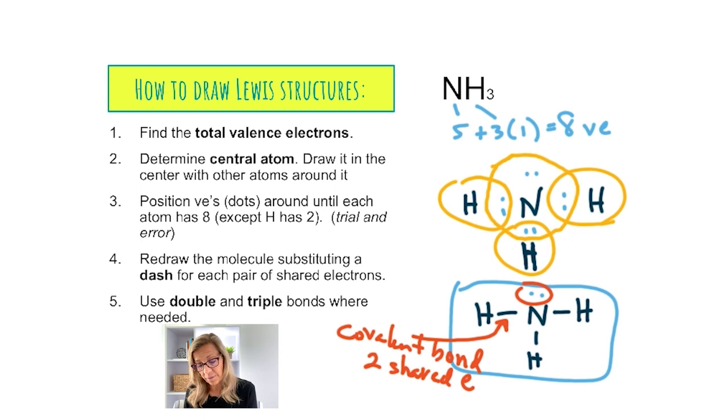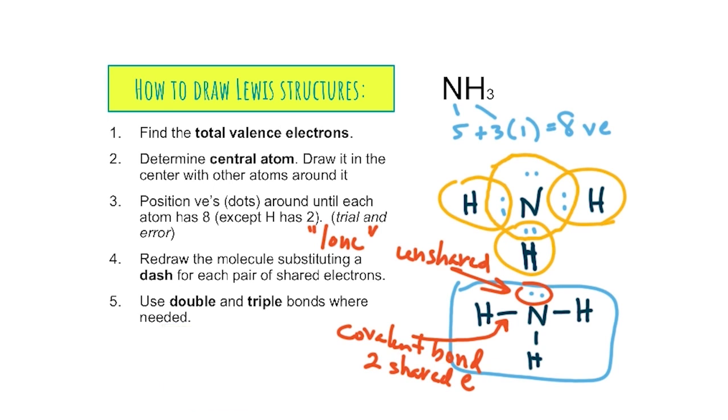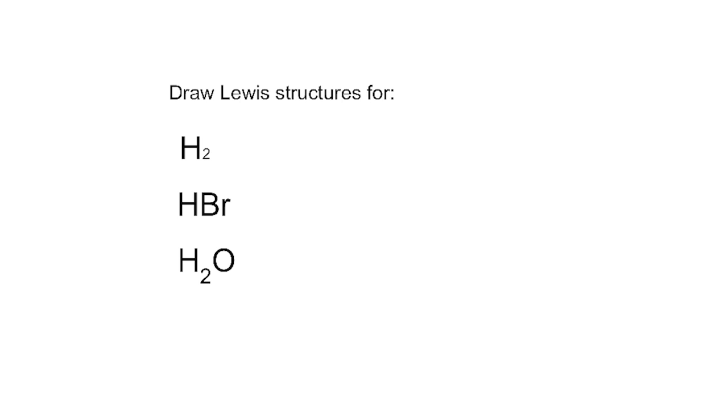Now up here, what do we have? Those 2 dots, those are unshared or non-shared. We call those lone pairs, like L-O-N-E, lone pair. Now we may need to use double and triple bonds, but I'll show you that later in the video. Let's do a couple more examples.